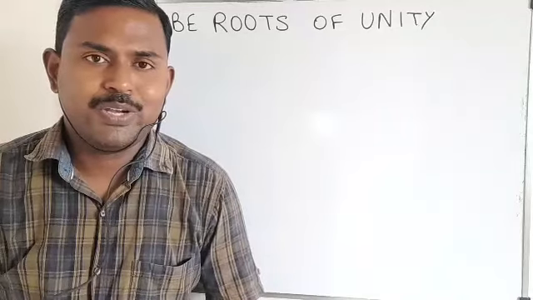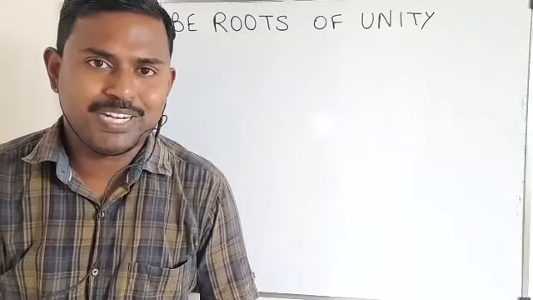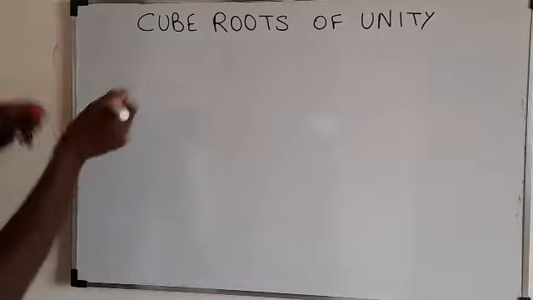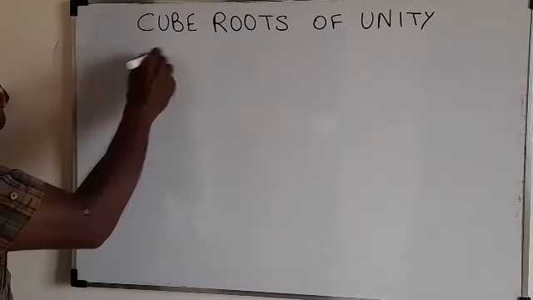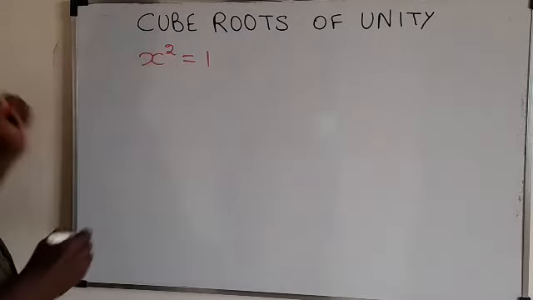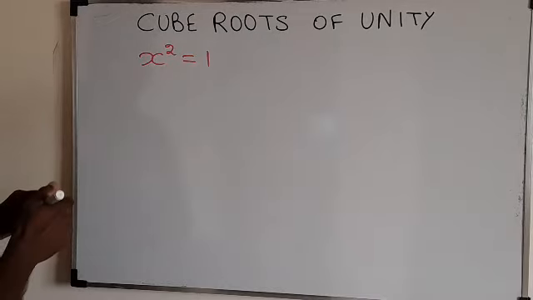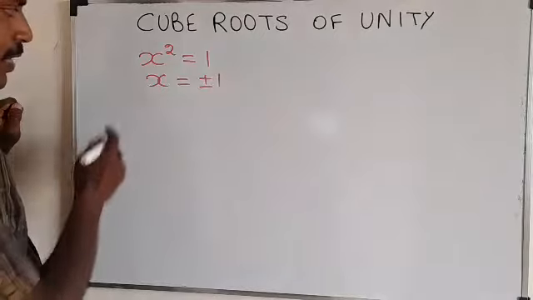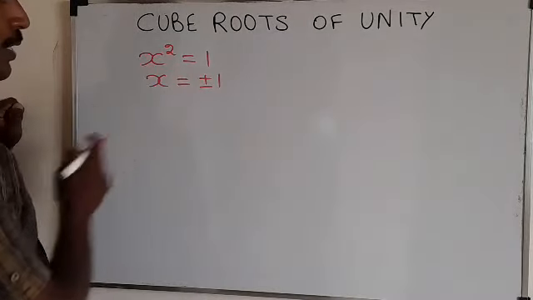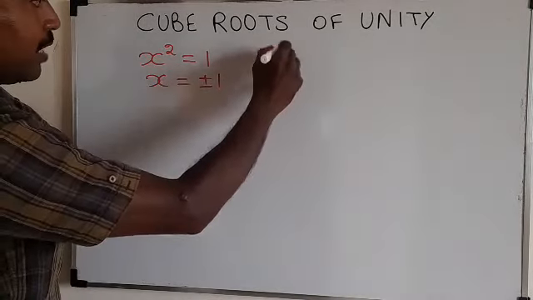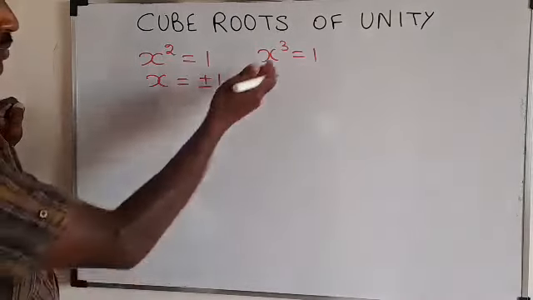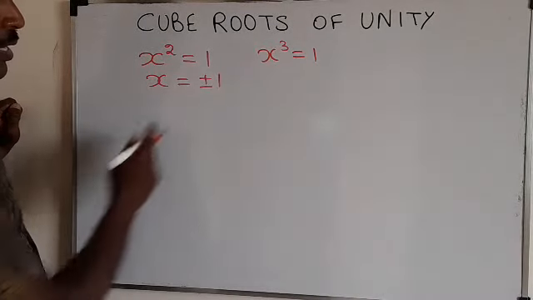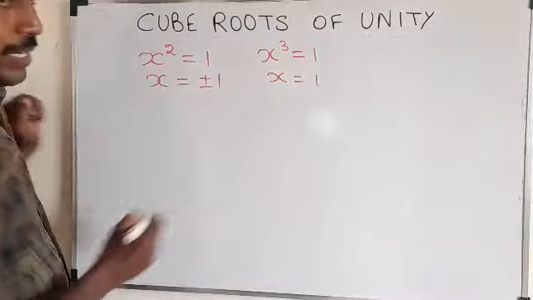So now we are going to learn about cube roots of unity. Whenever we have an equation like x squared is equal to 1, then we say that x is equal to plus or minus 1. Okay, x can be either 1 or minus 1. But when we have an equation like x cube is equal to 1, we simply say x is equal to plus 1, isn't it?